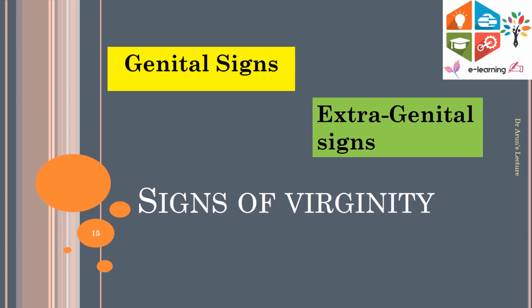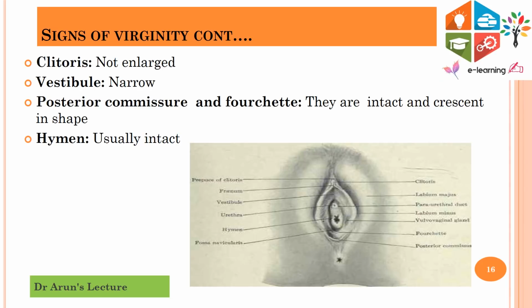And coming to signs of virginity. Signs of virginity can be divided into two: genital signs and extragenital signs. In genital signs, on private part examination, the clitoris is not enlarged, the vestibule is narrow, the posterior commissure and the fourchette are intact and crescentic in shape, and the hymen is intact. It means that these features suggest these are the signs of virginity.